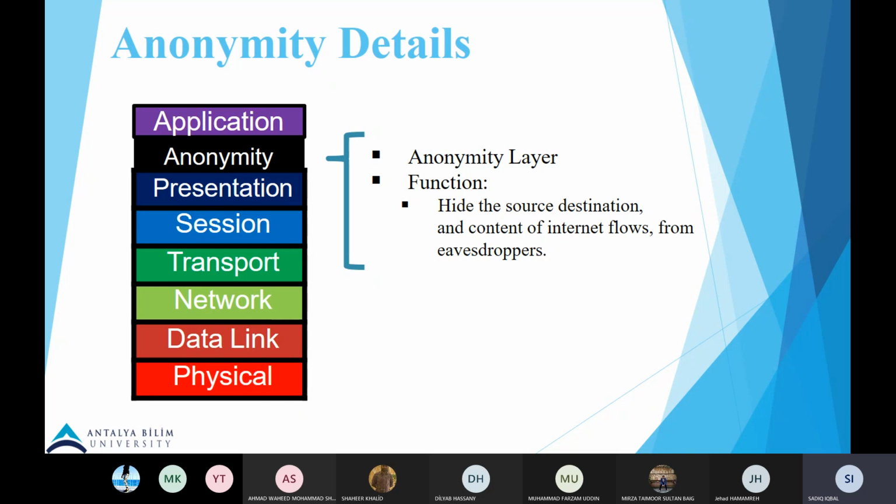So the anonymity layer is applied after the application, or at the application, and its function is to hide the source, destination, and the content of the traffic that flows to and from the internet, from the eavesdropper.